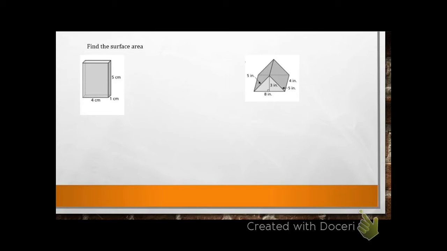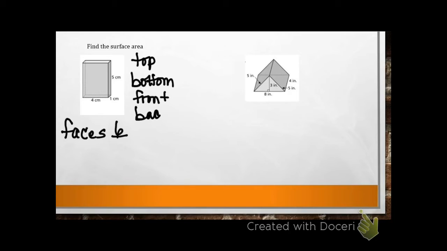So we have a rectangular prism, and it's a prism because it's flat on the top and flat on the bottom. Let's go ahead and count up our number of faces first. I have a top and a bottom, so that's 2. And because it's a rectangle, I have 4 sides. So 4 plus 2 is 6. I have 6 faces. So I'm going to label them top, bottom, front, back, and then my long, narrow sides.